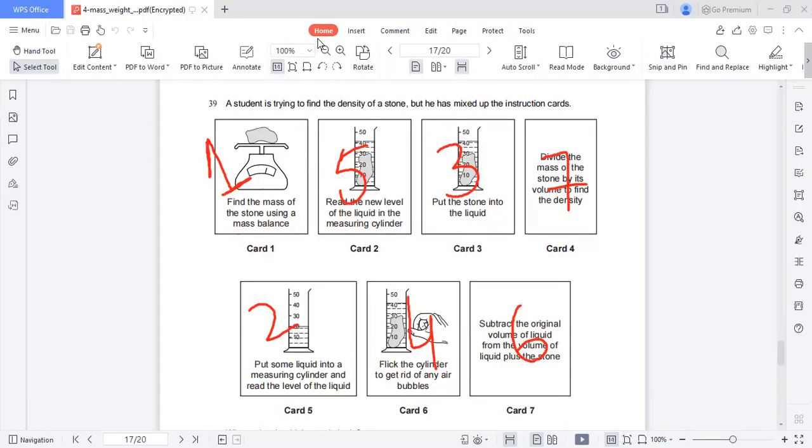Now our order would be, it's a rearrangement. So 1, then we will have 5, then we will have 3, then we will have 6, then we will have 2, then we will have 7, then 4. So this is the sequence.